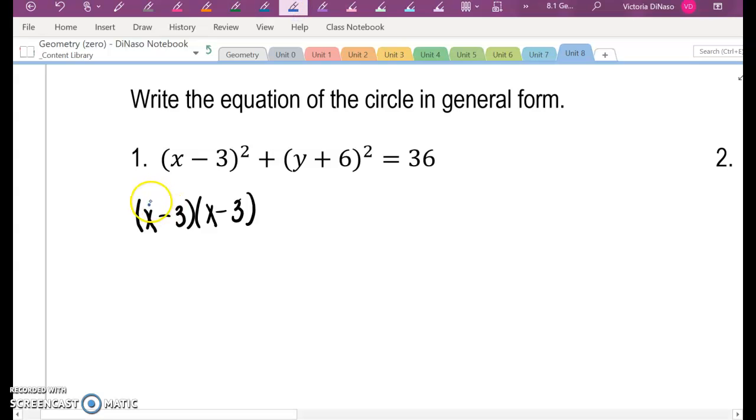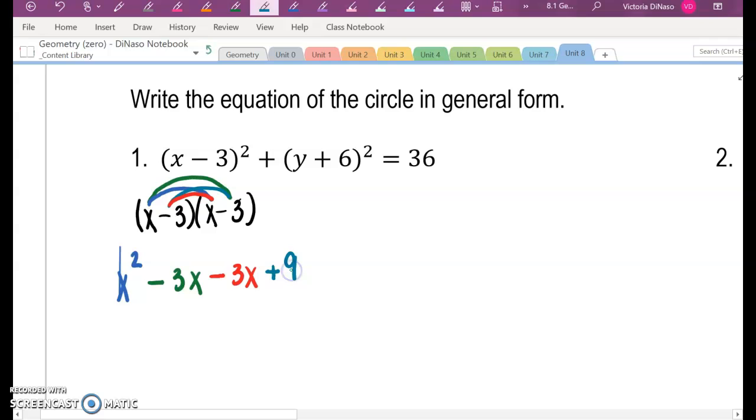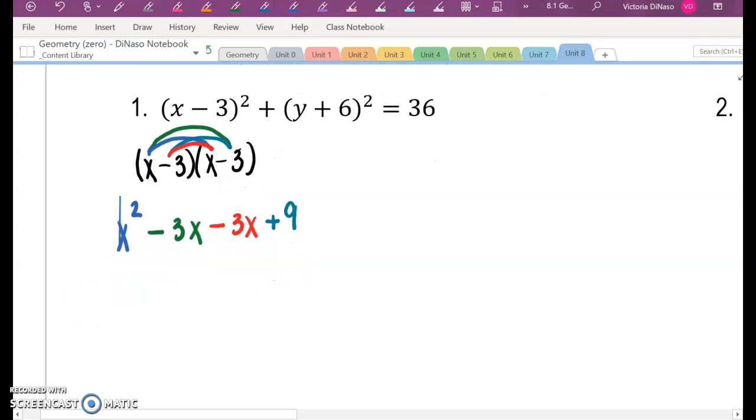So I'm going to start with x. I'm going to take x and multiply it by x, and you get x squared. Then we've got x times negative 3, so we're going to have negative 3x. And then we're going to do the same thing for negative 3. I'm going to multiply that from one to the other. So we've got negative 3 times x, which is negative 3x. And then finally, we've got negative 3 times negative 3, which is positive 9. Make sure that you're multiplying those two together, and that'll always be a positive number.